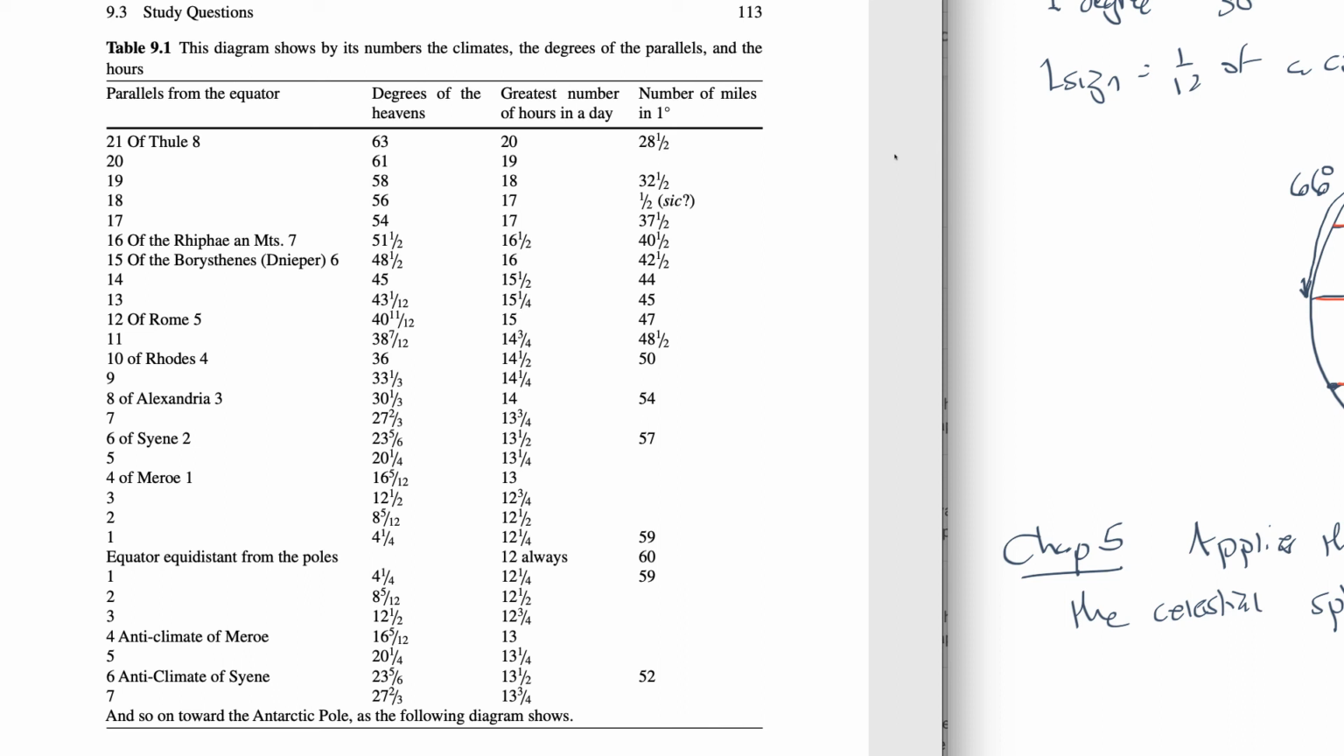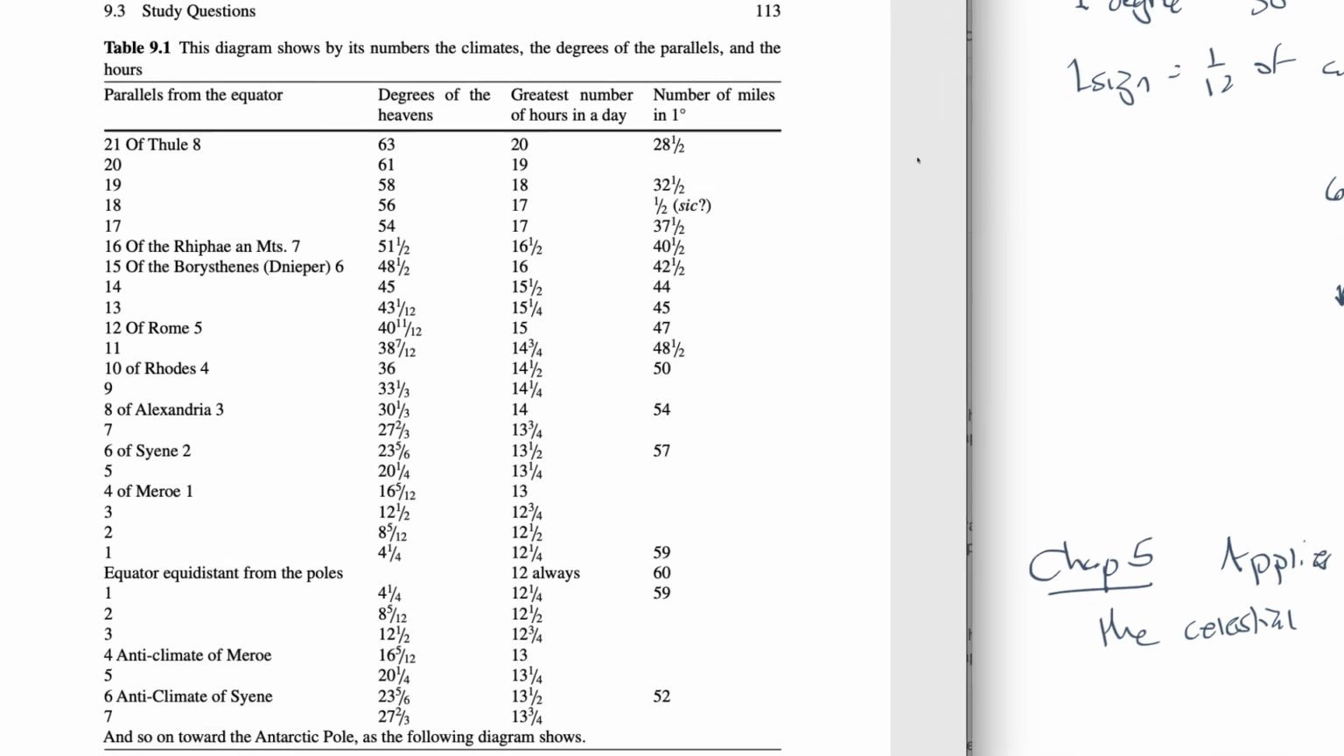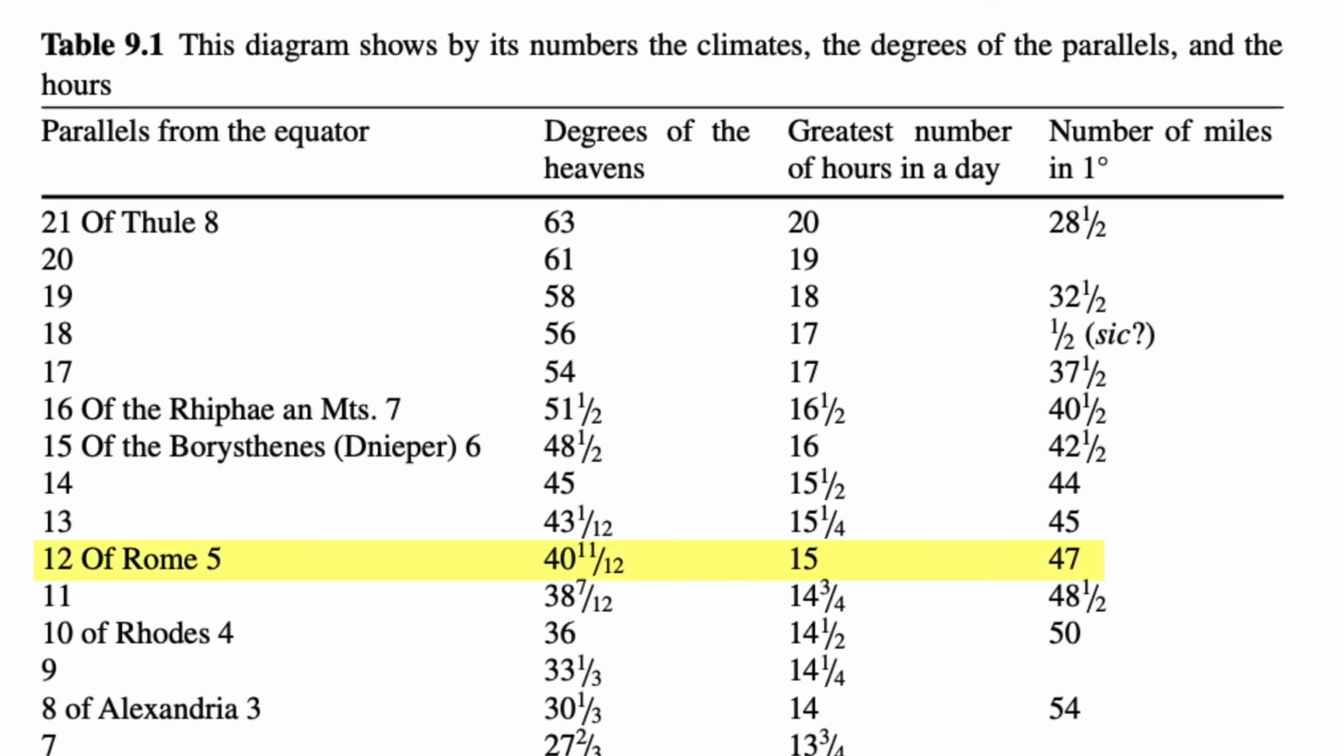And in this table, he shows examples of cities that are located at various latitudes, and their degrees of latitude corresponding to what degrees of the heavens, that is the celestial sphere, are at their zenith. So for example, if you were to be standing in Rome, he said that's at 40 and 11/12 degrees north latitude. That is the point. If someone standing in Rome would draw a line straight upward and intersect the celestial sphere at their zenith, that would be at 40 and 11/12 degrees.